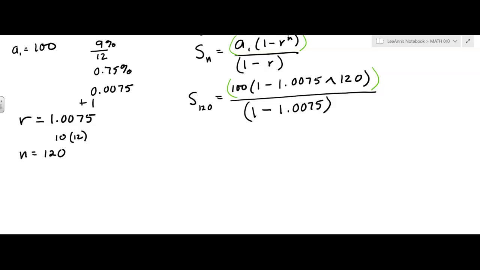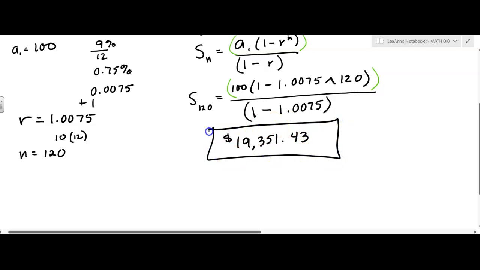Okay, so I get the total to be $19,351.40. It's going to round up 43 cents. Okay, so there you go. And then you could figure out how much interest was earned if you wanted to, but they just asked for the amount.